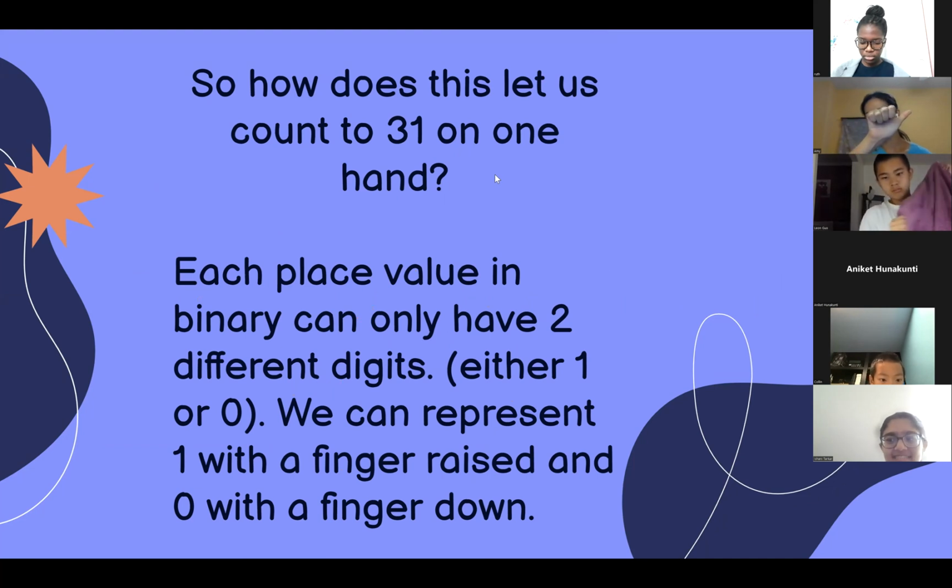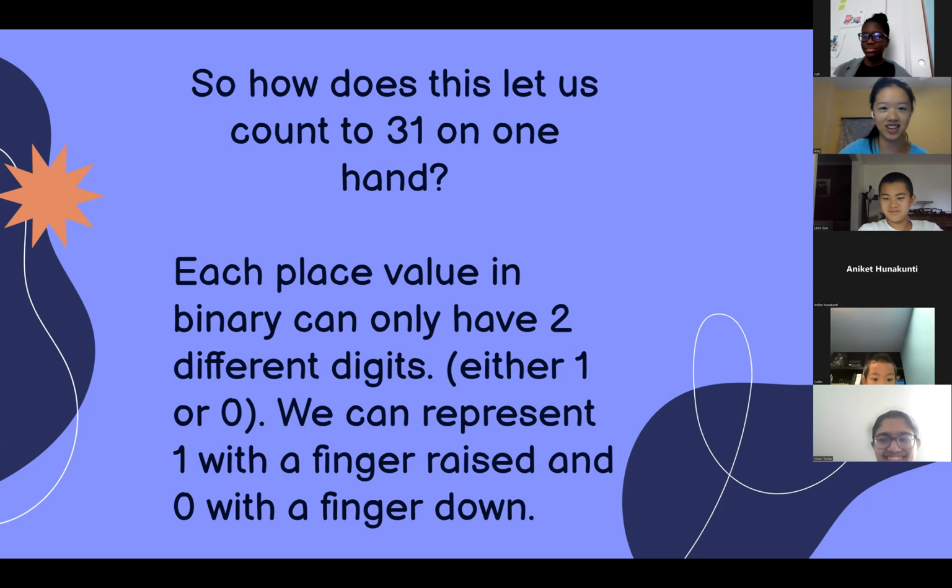So 1, 2, 3, and then 4, 5, 6, 7, 8, 9, 10, 11, 12, 13, 14, 15, 16, 17, 18, 19, 20, 21, 22, 23, 24, 25, 26, 27, 28, 29, 30, 31. So that's how you count to 31 using only one hand.